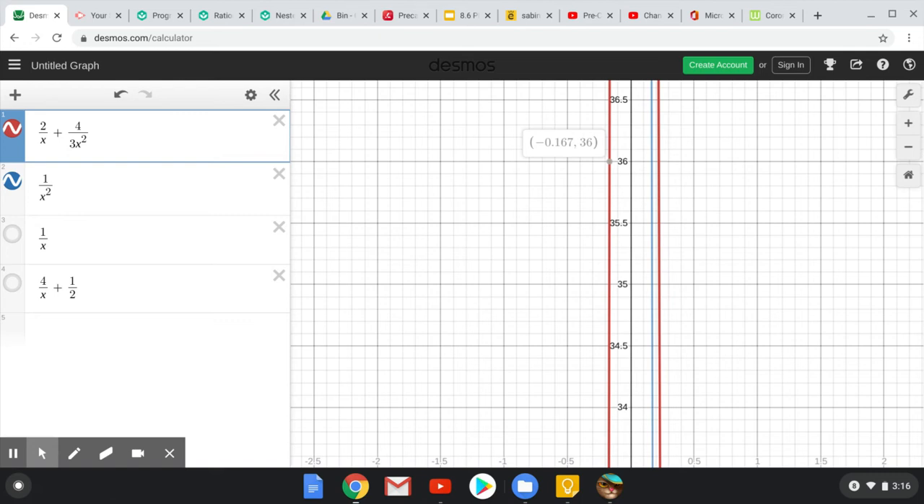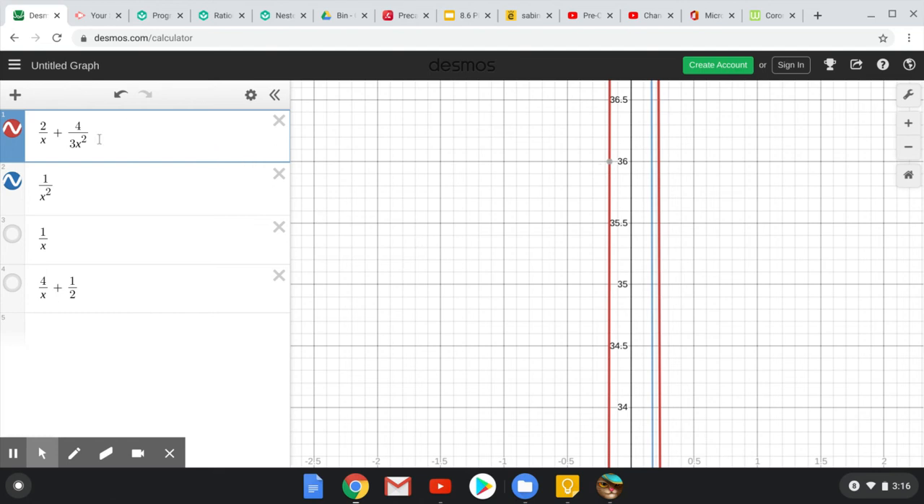So on your calculator, you'll have an intersect button. It will find it for you. You won't have to go find it. And so that would be a bit easier than using Desmos because they don't have that capability. All right, so let's look at the next example.